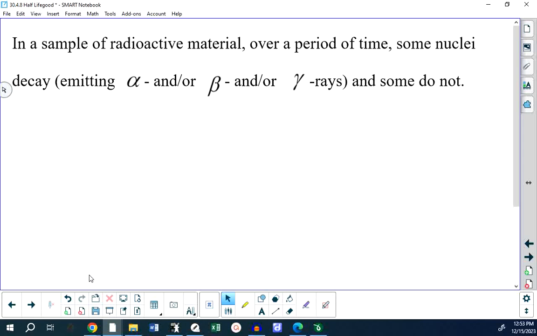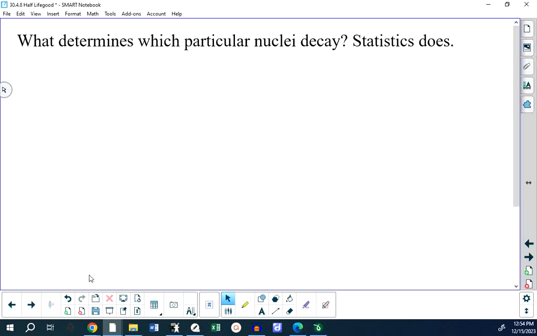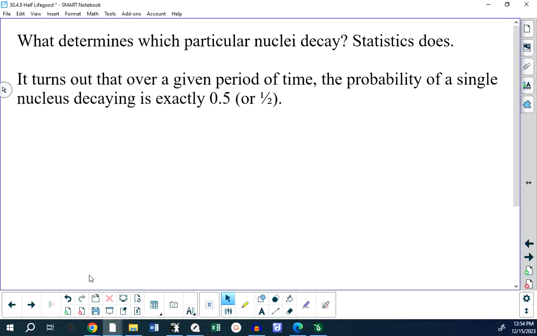And what that means is that the polonium-210 nuclei are not all in one organized burst of energy decaying all at once. Some of them decayed a year ago, some of them decayed yesterday, some of them will decay a year from now. And the question is, what determines why some of them decay and some of them don't when they decay? And the answer is statistics.